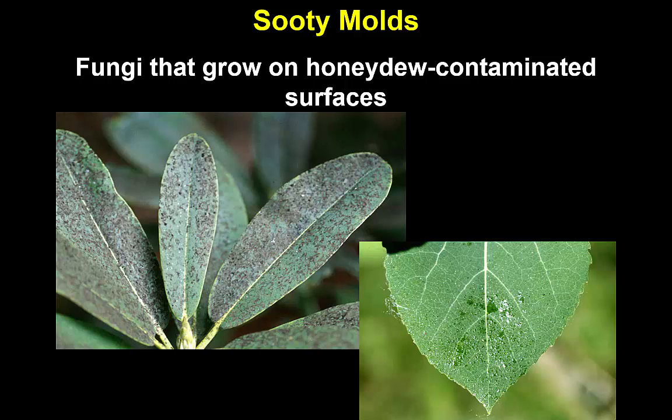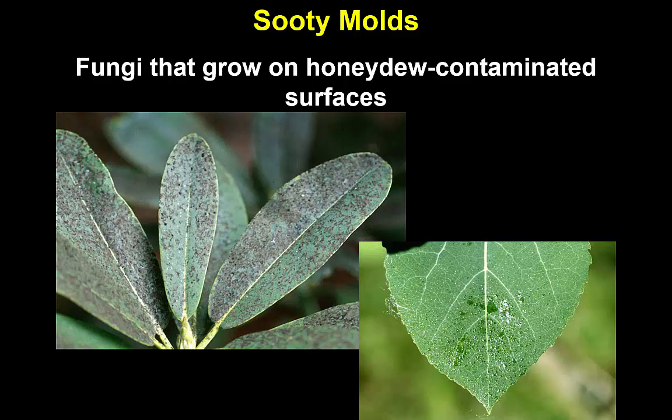Rarely indoors, much more commonly outdoors on ornamental plants, we also see an association of a fungus with honeydew production, and that is sooty molds. Sooty molds are fungi that grow on honeydew-contaminated surfaces. Wherever honeydew is allowed to land and persist, it can support the growth of these dark-growing fungi called sooty molds. And these are not fungi that are pathogens. They are fungi instead that just grow on the honeydew itself.